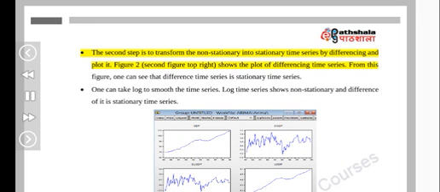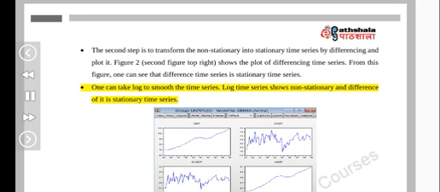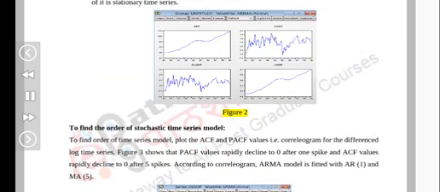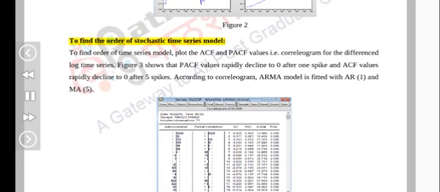The second step is to transform the non-stationary series into a stationary time series by differencing and plot it. Figure 2, second figure top right, shows the plot of the differenced time series. From this figure, one can see that the differenced time series is stationary. One can take the log to smooth the time series. The log time series shows non-stationarity and the difference of it is a stationary time series. Figure 2. To find the order of the stochastic time series model.